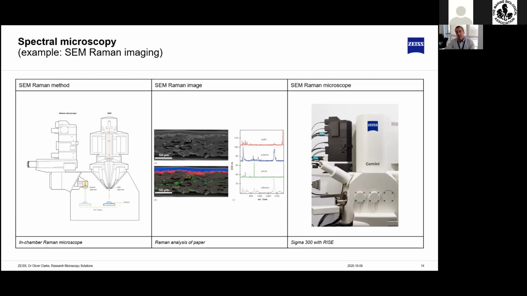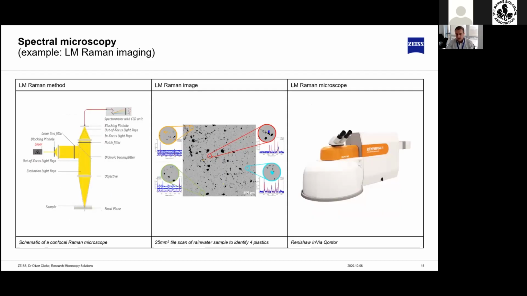If you separate the two, it becomes more of a challenge because you need a special stage to coordinate with something called fiducial points, which are basically markers in the stage that let both microscopes know how to orientate the specimen. And this is a Sigma 300 system with the Raman on the side. It's also possible with light microscopy.